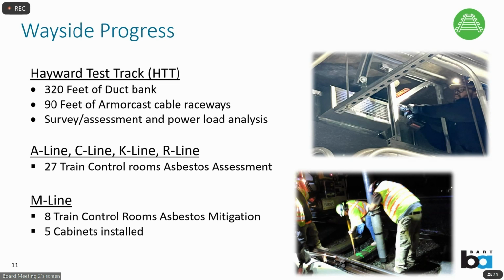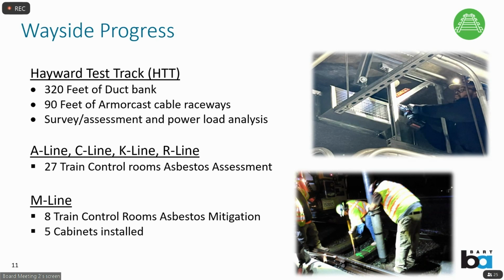BART forces have been performing enabling work and will continue to during the process of rebuilding interlocks. For instance, when an interlock is replaced, we install a duct bank underneath the new trackway to carry future CBTC cables and fiber. Train control rooms have had asbestos assessments and abatements performed already, as well as work in the train control room throughout various lines.